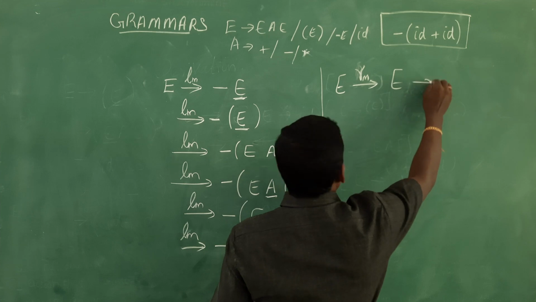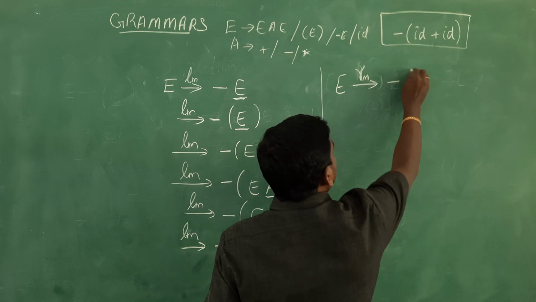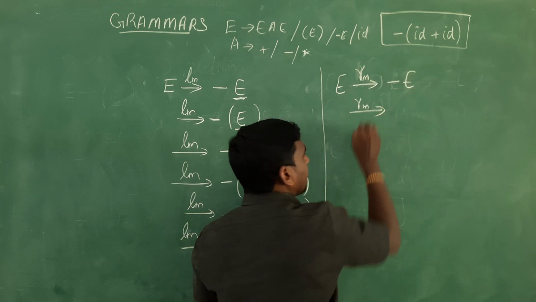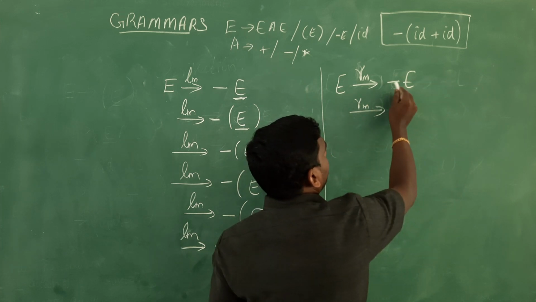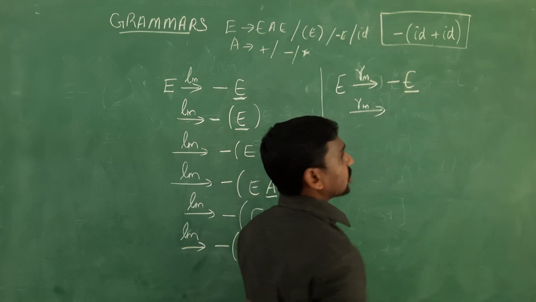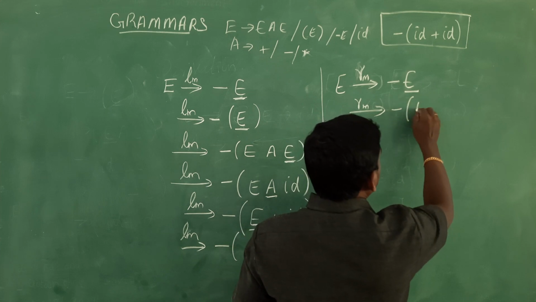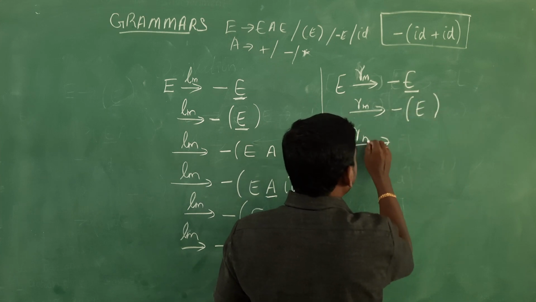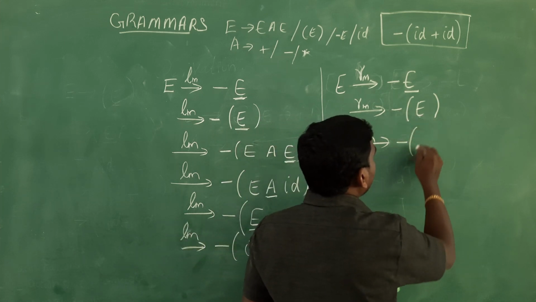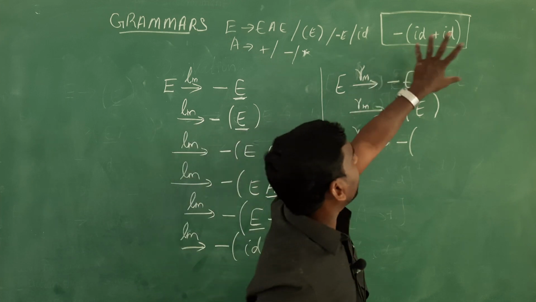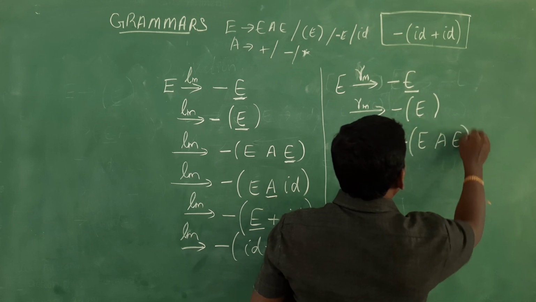So E tends to minus E, the same I have put. Since it is a rightmost derivation, I have to check which variable is from the rightmost. The minus is a terminal, so only E is a variable. I want to expand E, so I want to get E, open brace E close brace. In the rightmost derivation, which variable do I have to expand? From the rightmost, this is a terminal, so this E only I can expand. So I need E, A, E, this production. So minus open brace E, A, E close brace.